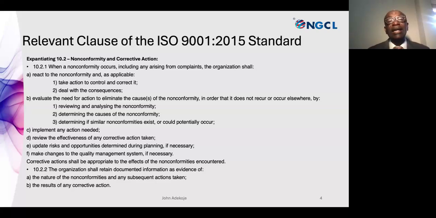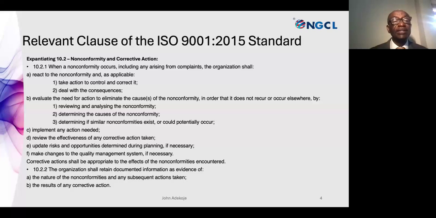You review and analyze the non-conformity that has been issued, and then you determine the causes of the non-conformity, what caused it, right? And then after that, you determine if similar non-conformities exist anywhere in the system, anywhere in the process, or in the company, or whatever we are looking at, and then see whether it could potentially occur.